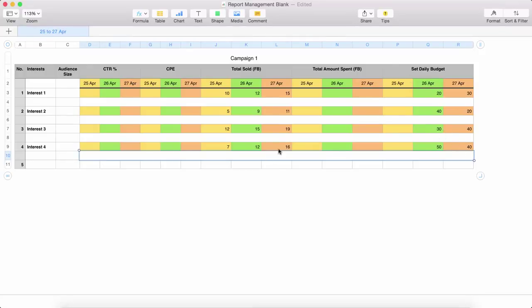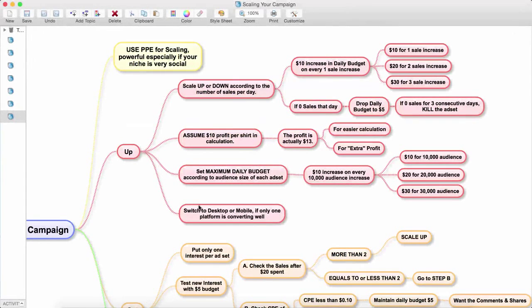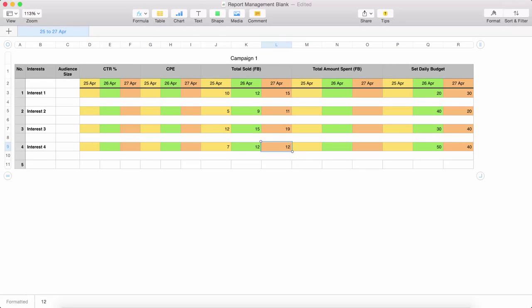And then what if the next day there's no increase in sales? If there's no increase in sales, you drop the daily budget to $5. So for example, if the next day the interest for the sales is also at $12, then you can put the budget to $5. But don't kill this interest yet, because sometimes maybe it's Monday where people are busy or whatnot. If there is sales the next day, then you can scale it up again. But if there's no increase in sales for 3 consecutive days, then you can kill the interest here.